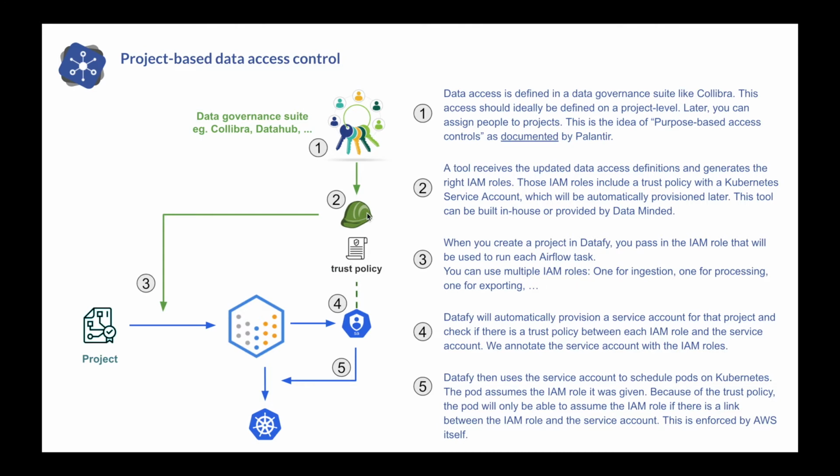So to recap, people are exploring and requesting access to datasets. Automatically, a tool will generate the IAM roles and trust policies. And then everything else is managed by Datafy automatically. The user just says, I want to use that and that IAM role in my project, and Datafy creates the Kubernetes service accounts and checks the trust policies to actually run them with the right IAM roles. Now let's see how this works in practice with an example.